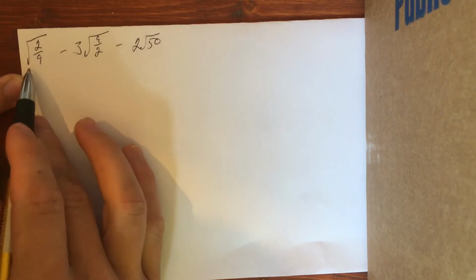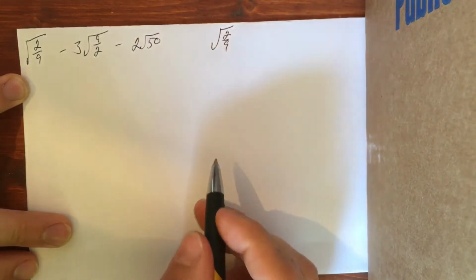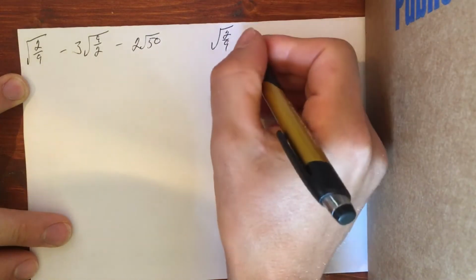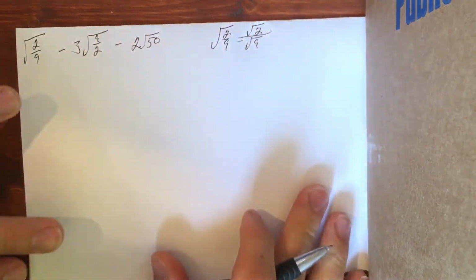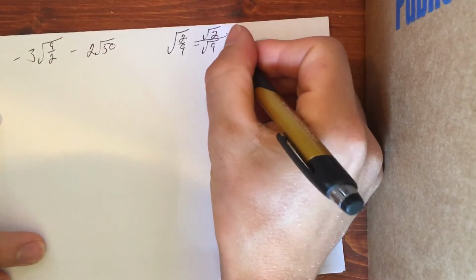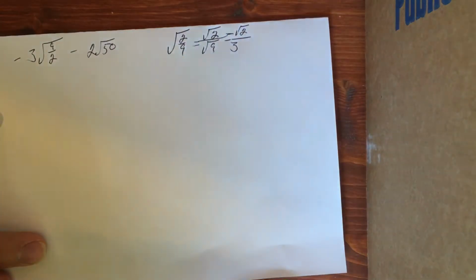There's two ways we can work this square root of 2 over 9. One would be to make this equal the square root of 2 over the square root of 9. And we would say, look, the square root of 9 is 3, so that's very simply the square root of 2 over 3.